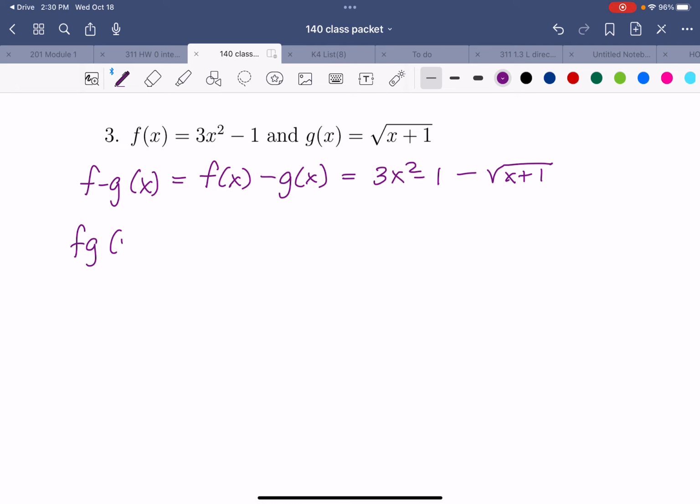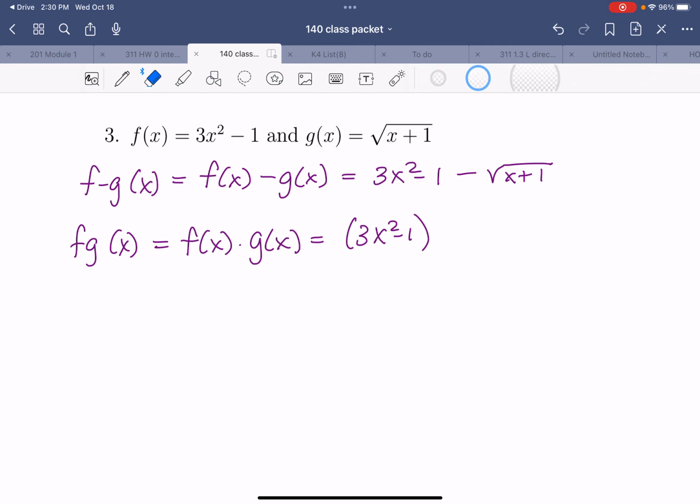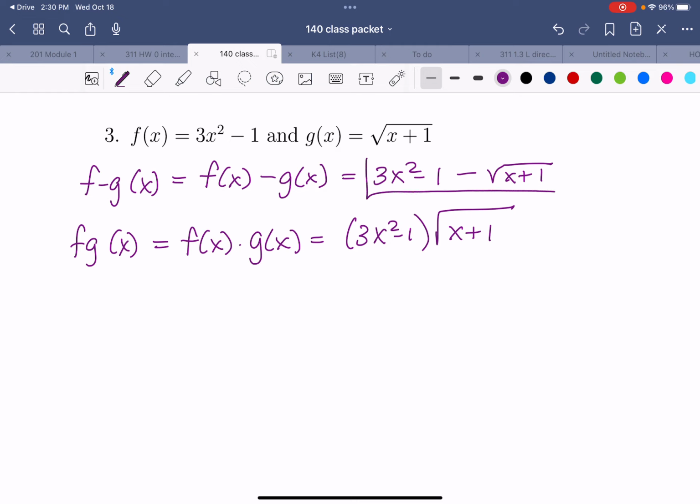(f times g)(x) is our f of x times g of x. So we're taking the 3x squared minus 1. It's more than one term, so I'm putting it in parentheses. And we're going to multiply that by our g of x, which is the square root of x plus 1. And again, I'm not going to distribute that because it's just going to look messier. So I'm going to leave that one as is.